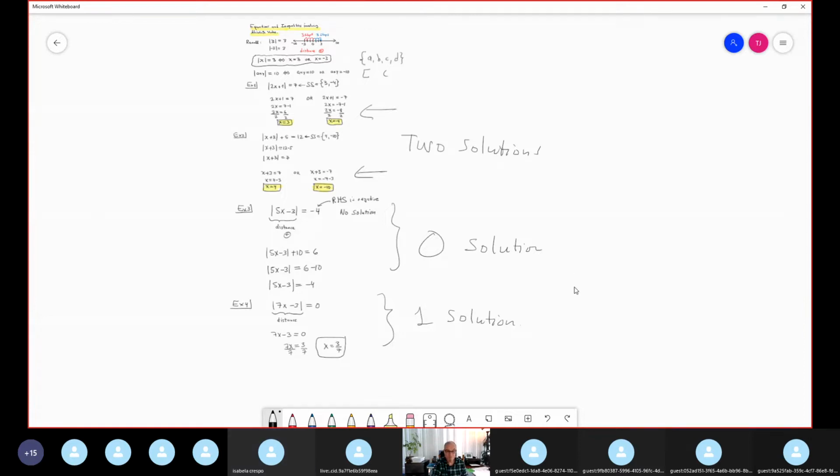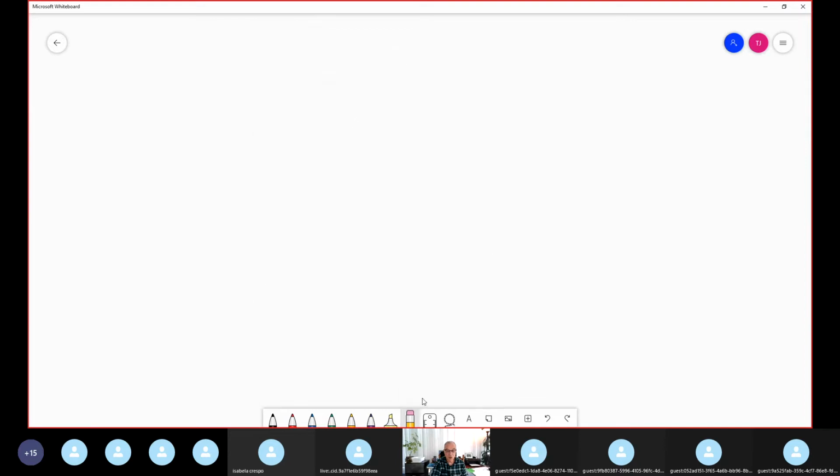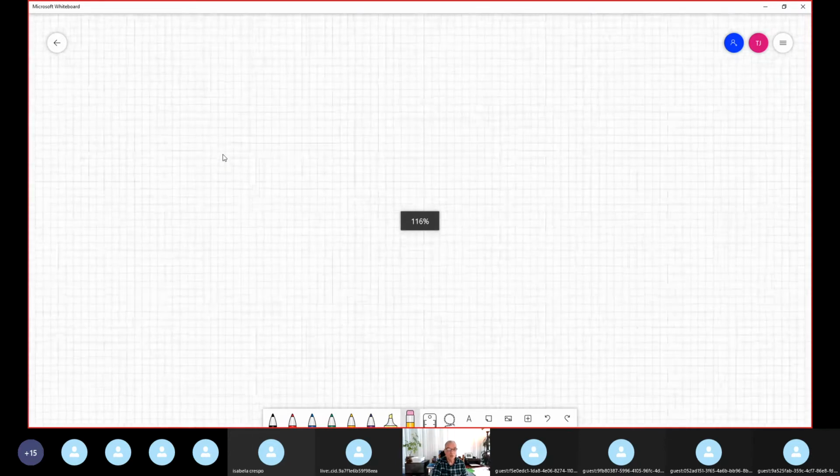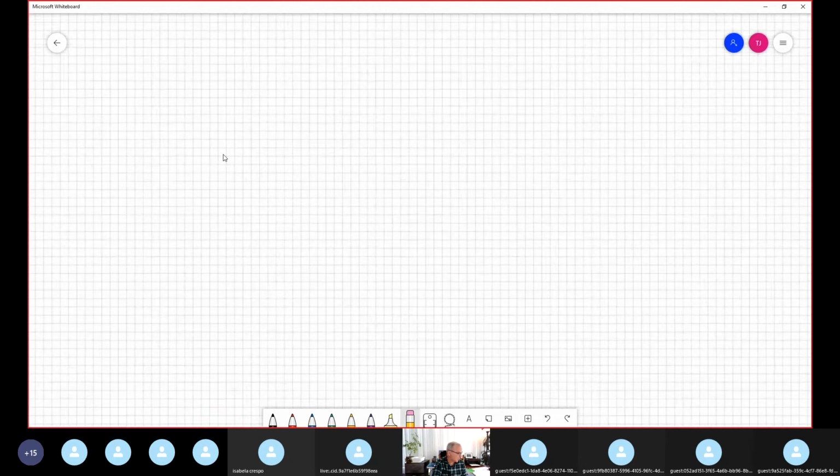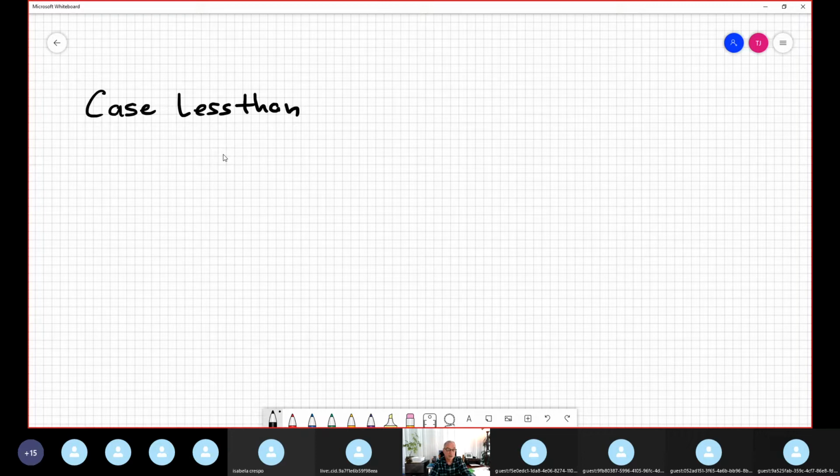Okay. Let's move on to inequalities now, involving absolute value. It's a little bit more complicated. But why is it more complicated? Because we have two cases. Case one, the less than case. Suppose the absolute value of x is less than 3. I put 3 as an arbitrary number.